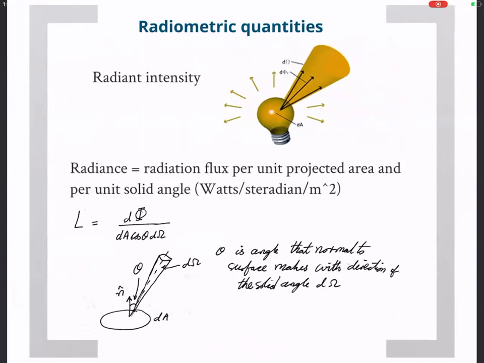Now, the radiant intensity is defined in a direction. The direction in which you're measuring this is very important, because you could have a source that is not emitting the same in all directions, right? Which is what we saw in the two examples before. Radiance is radiation flux per unit projected area and per unit solid angle. The projected area means normal to the direction you're measuring, okay?